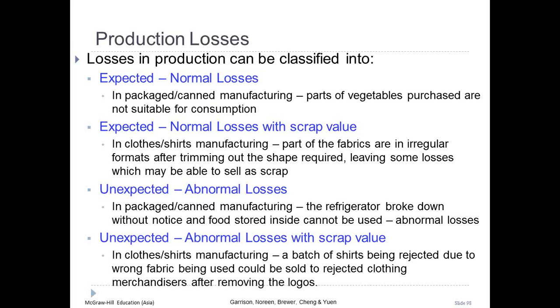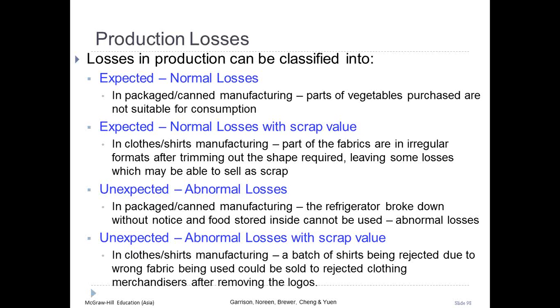So here are some examples of expected normal losses. In packaged canned manufacturing, parts of vegetables purchased are not suitable for consumption. Expected normal losses with scrap value: in clothes and shirts manufacturing, parts of the fabrics are in irregular formats after trimming out the shape required, leaving some losses which may be able to be sold as scrap.